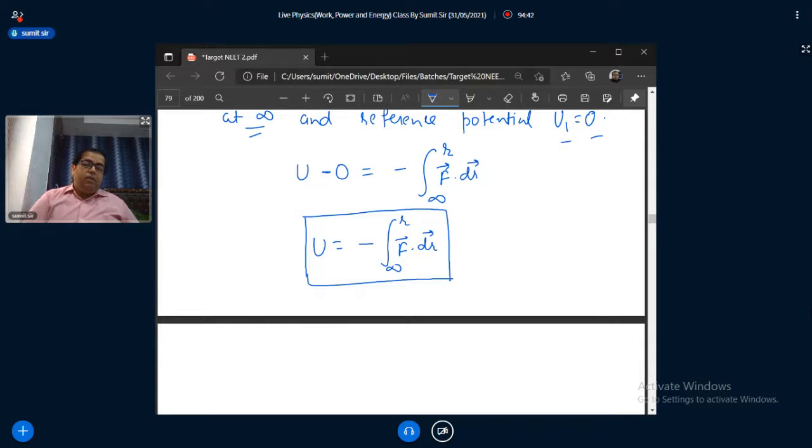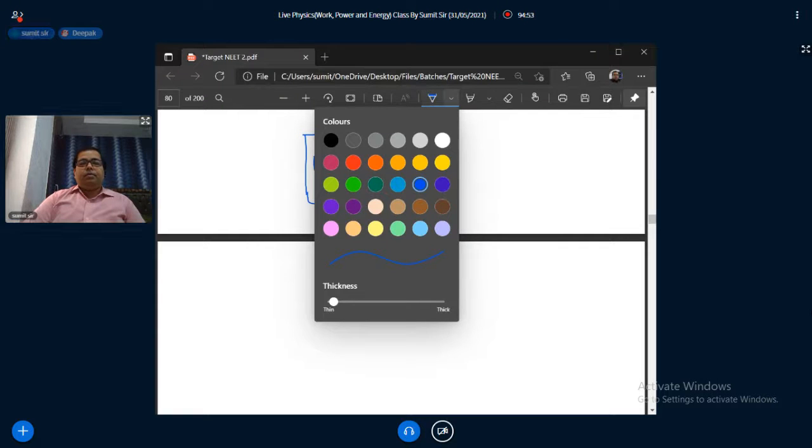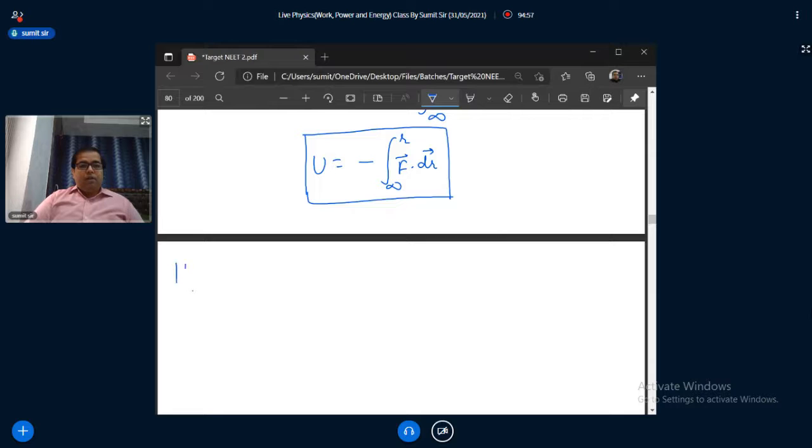Any doubt, Deepak? No, sir. Now we calculate gravitational potential energy. Okay, we will apply this concept. First one is gravitational potential energy.